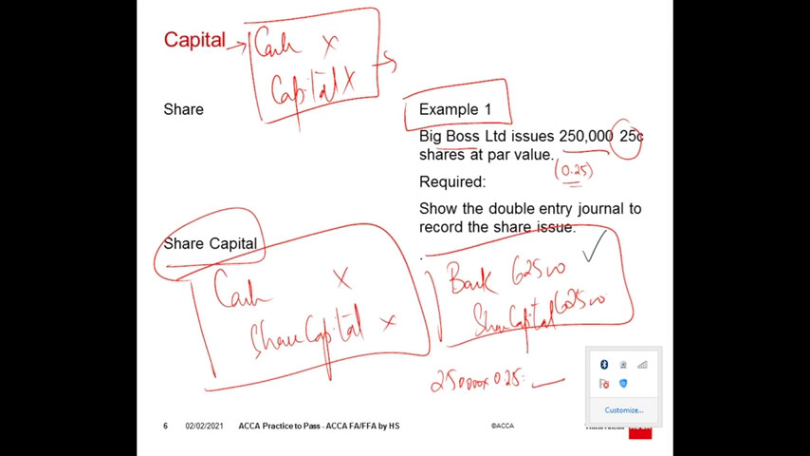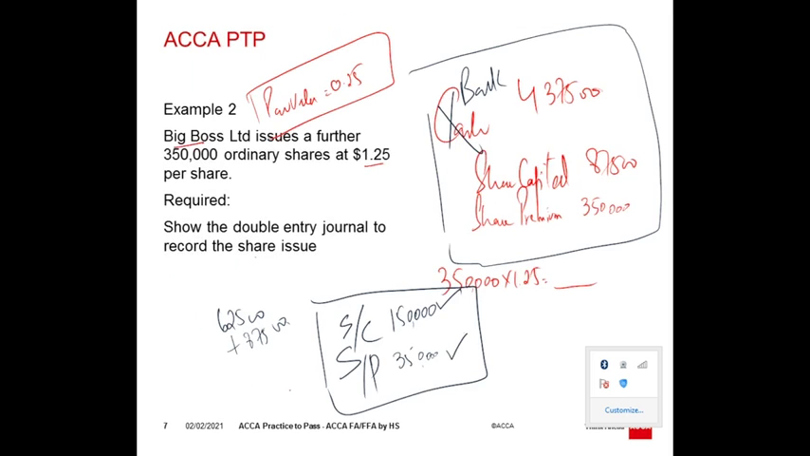So the question might ask you to calculate the revised structure after these two transactions. These are the two transactions in which the company initially issued the shares at the par value, and subsequently issued the shares at the premium price. So what is now the revised capital structure after these two transactions?